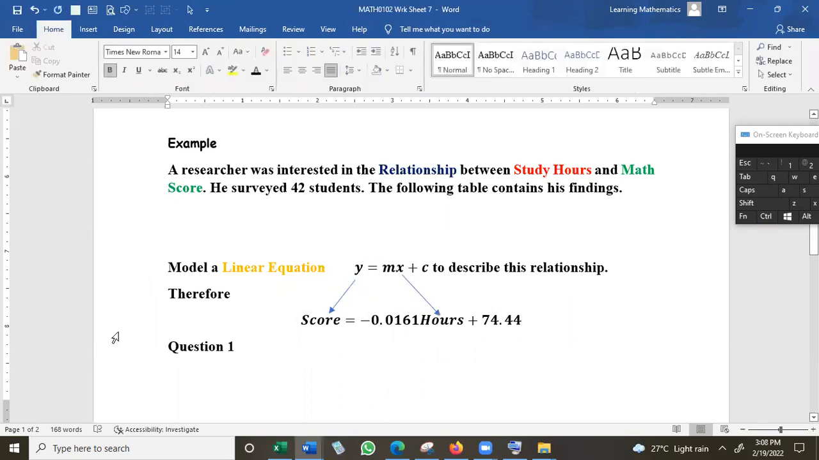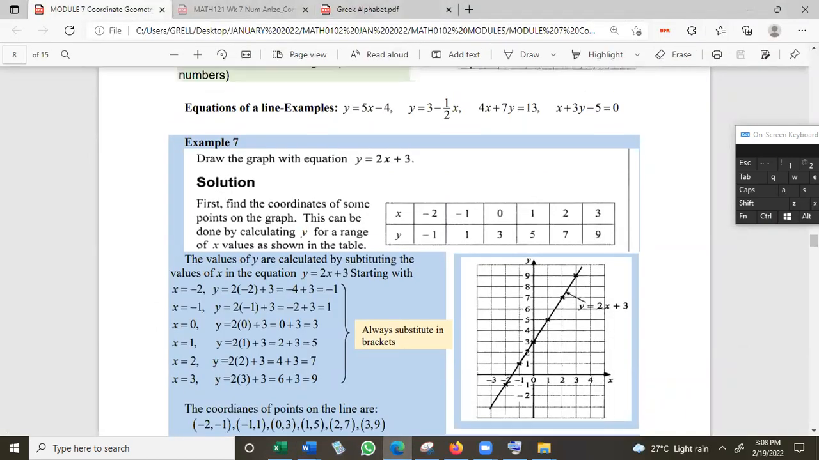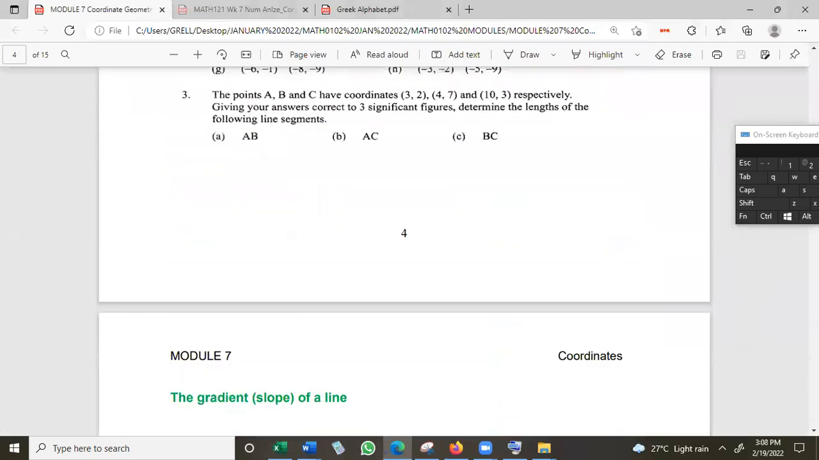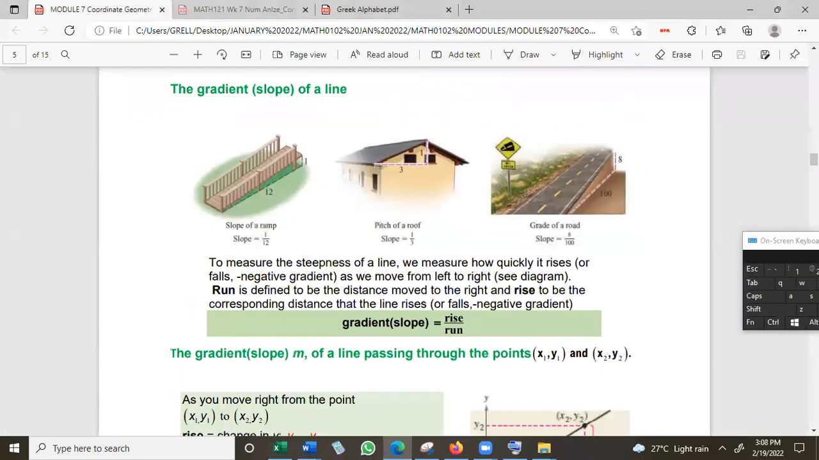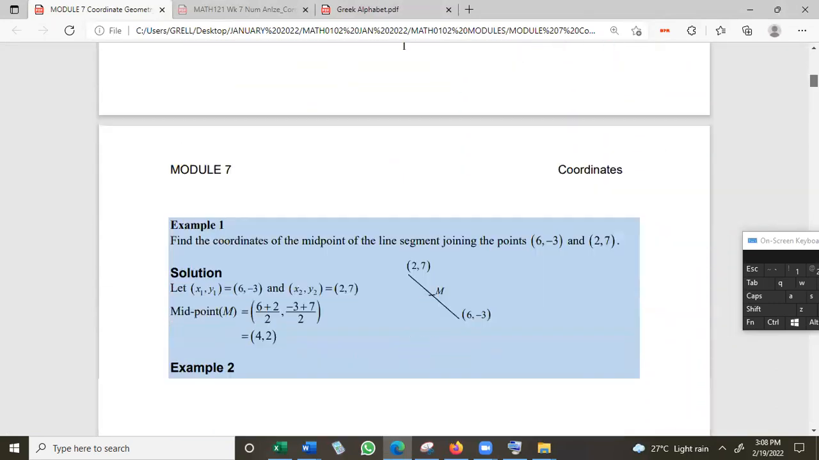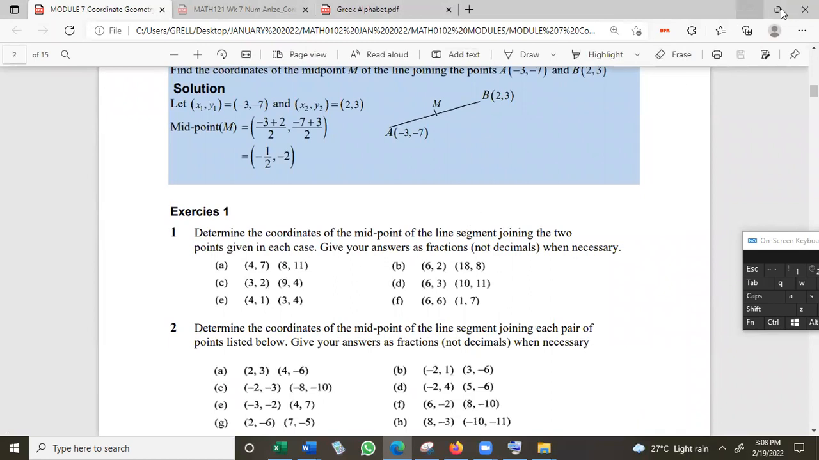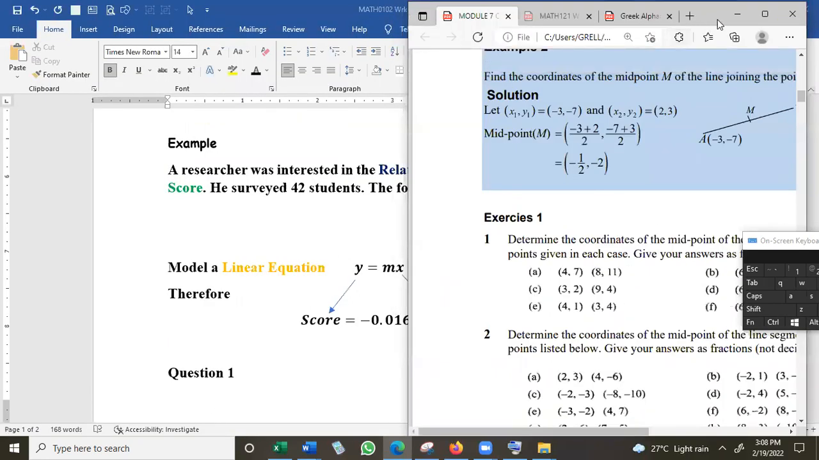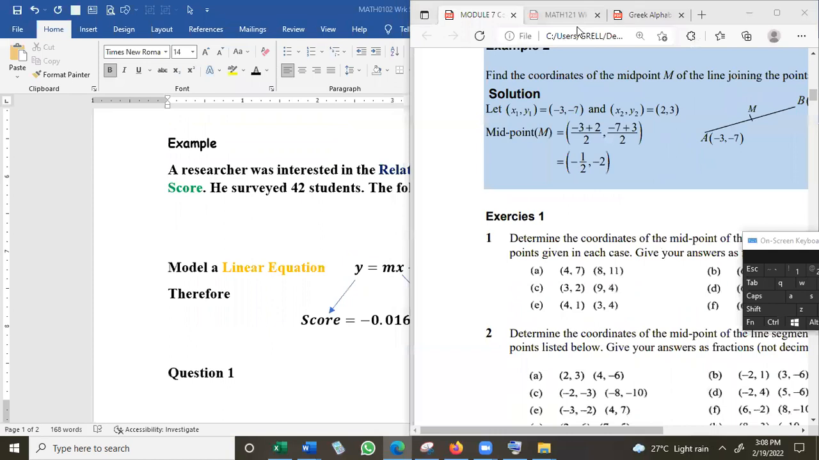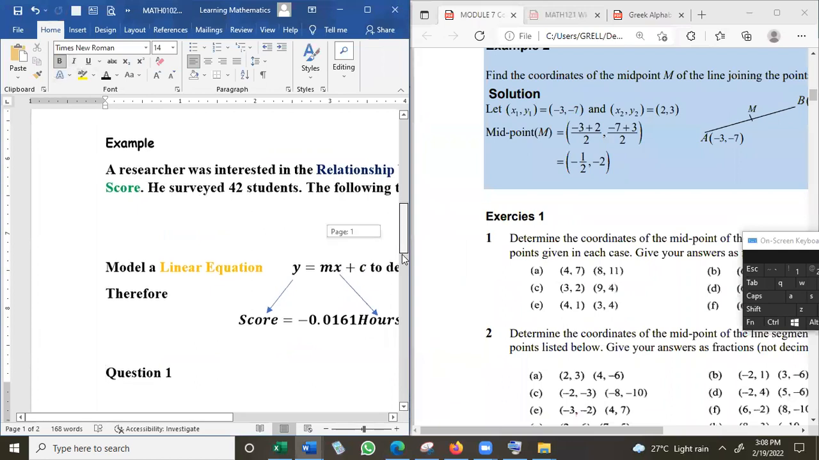All right, and here we're going to formulate the questions from the module. We're going to start from the beginning, starting with the first set of questions in this module to formulate worksheet 7. Okay, so the first set of questions is on midpoint. And here we're going to start creating our worksheet 7. Okay, question 1.